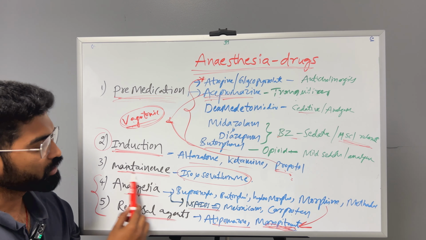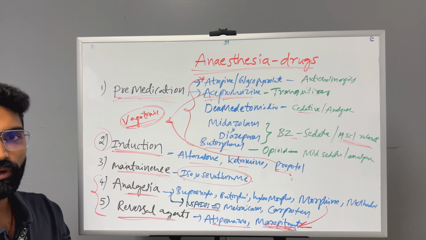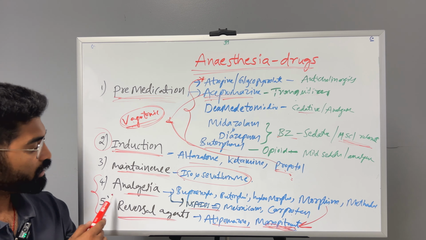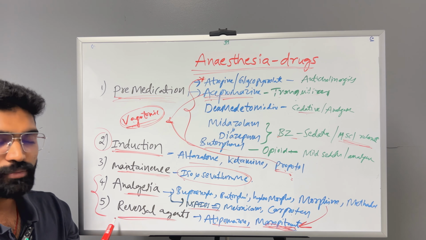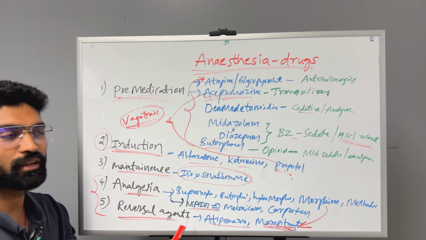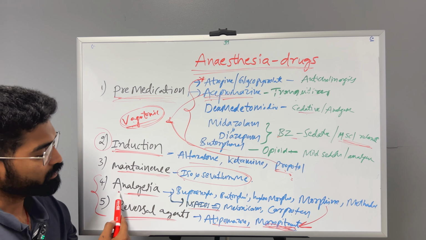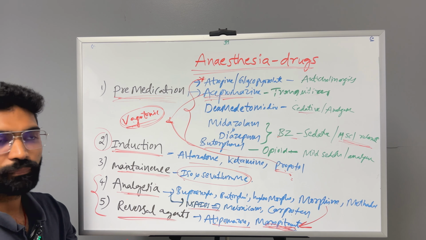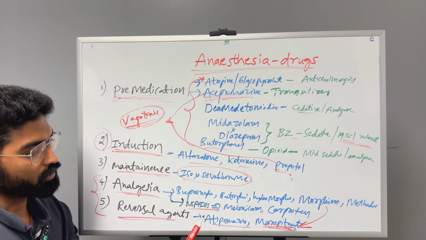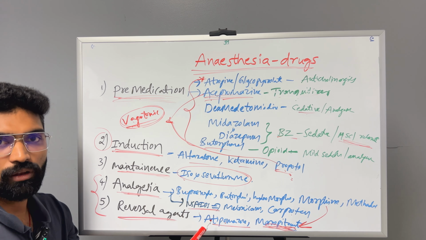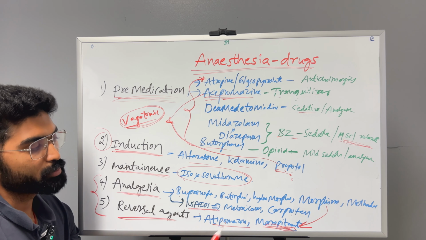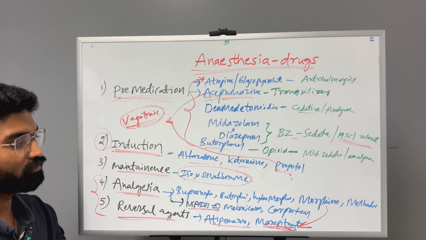Coming to the maintenance part, we use mostly isoflurane and sevoflurane in common clinical practice. There are other categories of drugs which we may not use directly for the anesthesia, but they can be used to reduce the pain during the anesthesia. These analgesic drugs can be divided into opioids and NSAIDs. Among opioids, we have buprenorphine, butorphanol, hydromorphone, morphine and methadone. Among NSAIDs, we use meloxicam and carprofen most widely.